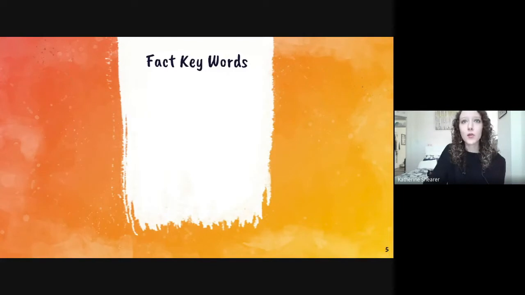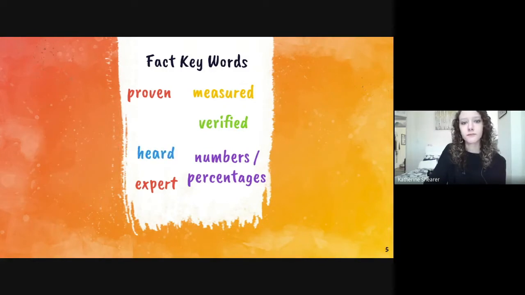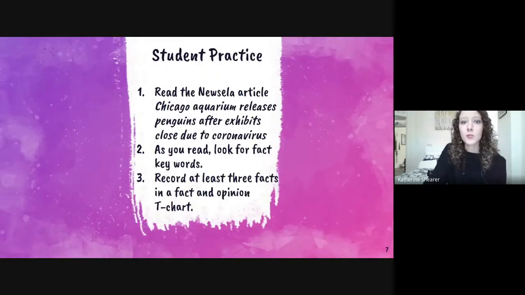Some key words that we can look for when we are trying to figure out if something is a fact or an opinion: proven, when we see numbers or percentages, measured, expert, verified, heard, saw, and research. So when we read, we make inferences, and inferences rely on facts. So we're going to do some practice on that today.